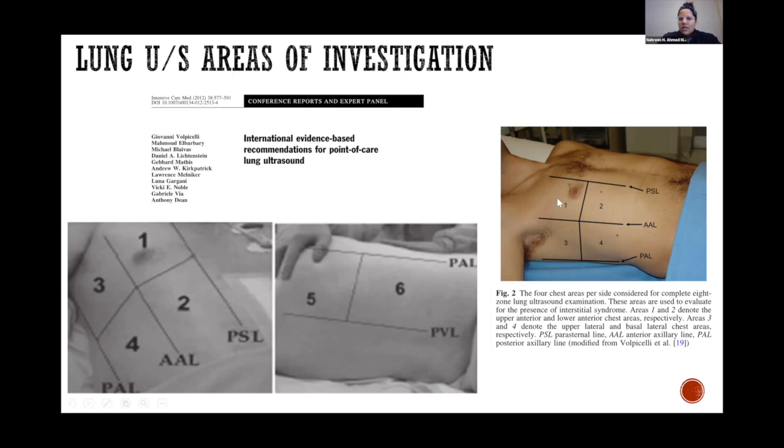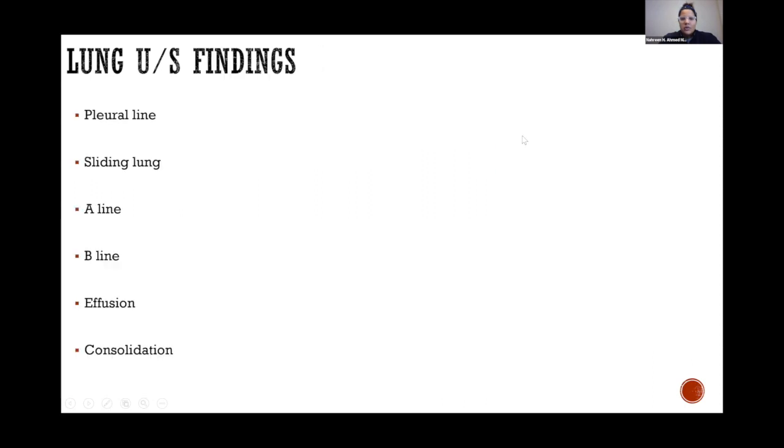Okay, and what we're seeing here is that each hemithorax should be scanned in this way. And you're seeing 4 zones in the anterior lateral area. The first 2 zones are created by the parasternal line and the anterior axillary line that is bisected. And then you have zones 3 and 4, which are in the axillary space, created by the anterior axillary line and posterior axillary line. And then you have your posterior spaces 5 and 6, which are incredibly important when you're looking for pneumonia.